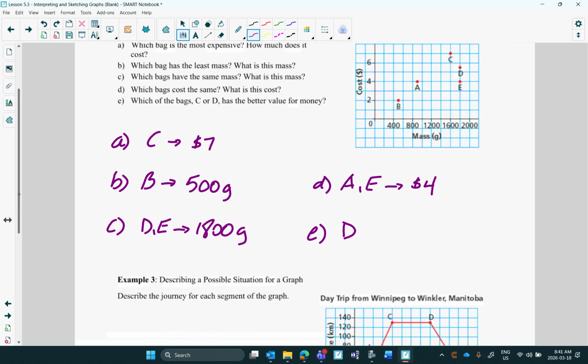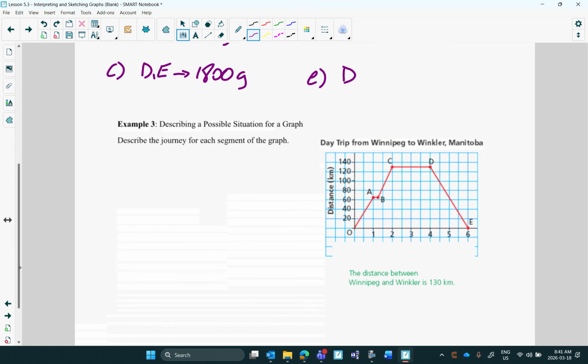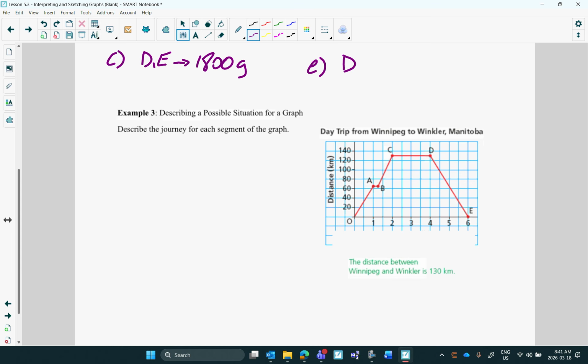The next example, we're asked to describe what's going on here. Okay, well, we can see from the title of the graph that this person is taking a day trip from Winnipeg to Winkler. And then the horizontal axis is the time that they're driving for in hours. And the vertical axis is the distance from Winnipeg.